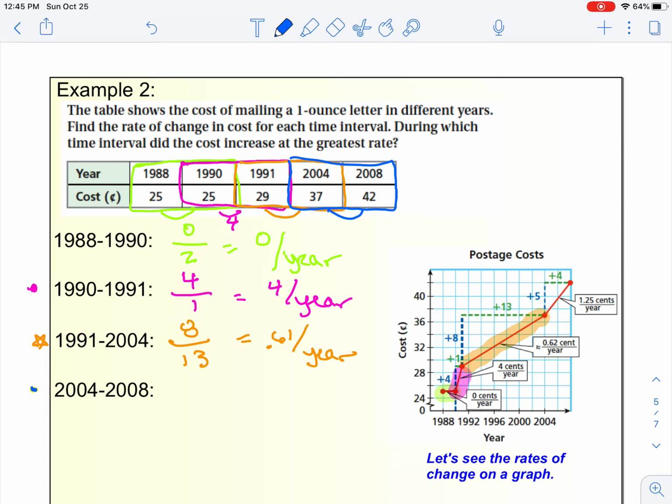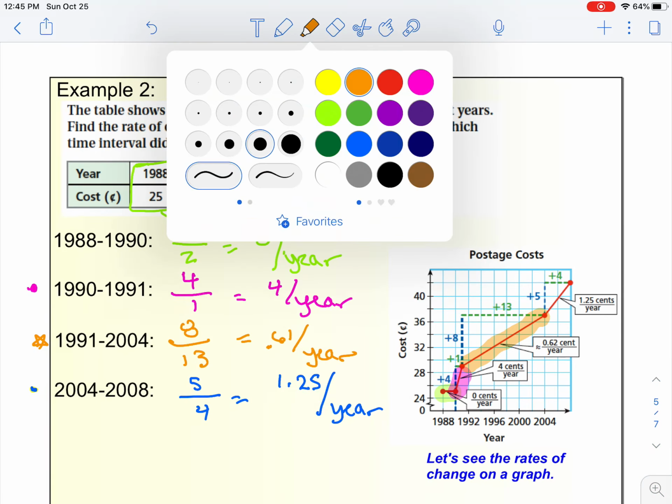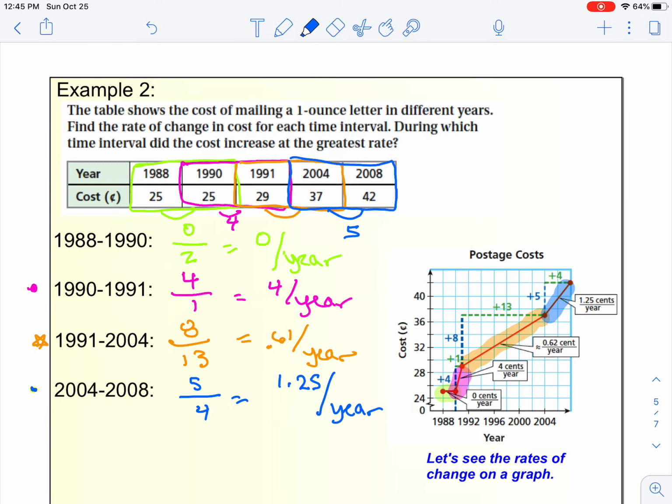So if you're just joining us back, here's what you should have for that last increase from 2004 to 2008. The increase was 5. So it increased 5 cents in 4 years. So that is an increase of 1.25 cents per year. And that is represented from this portion of the graph.